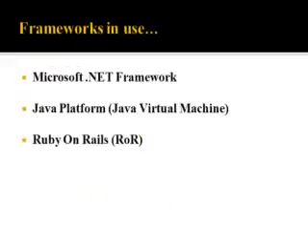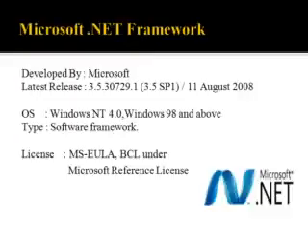In this tutorial session, let me explain more details on these frameworks. They are Microsoft .NET Framework, Java Platform, and Ruby on Rails. Moving on to the Microsoft .NET Framework, you can see that it is developed by Microsoft. It supports Windows NT 4.0, Windows 98 and above operating systems.